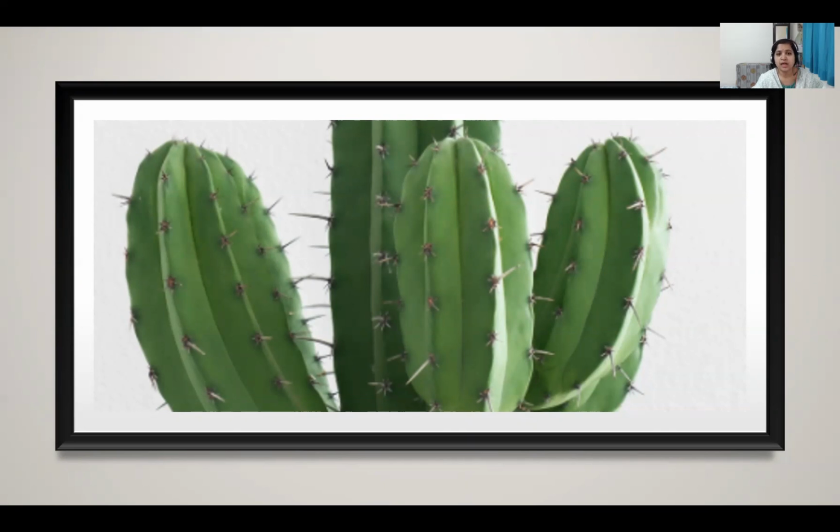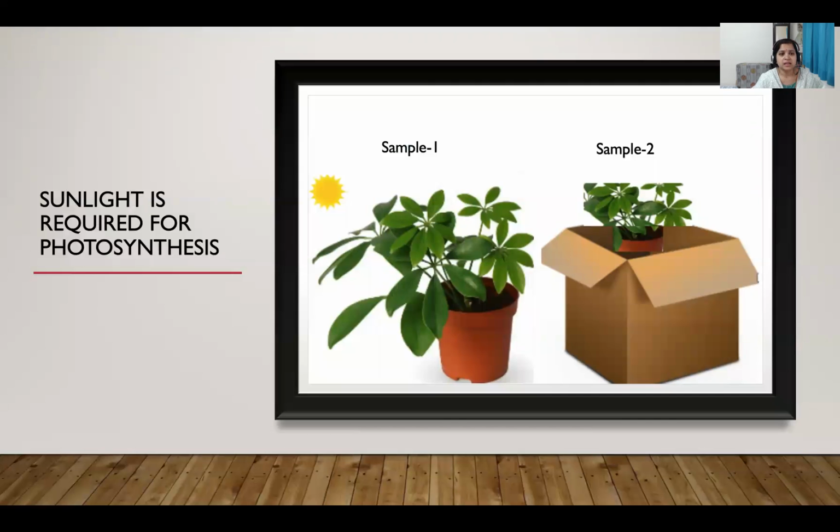Okay, so sunlight and chlorophyll is a must, that is very much essential for the photosynthesis process. Now let's do one experiment to understand how sunlight is required, and without sunlight how photosynthesis is impossible. To understand this, you have to take two plants of the same kind. One is sample 1 and another is sample 2.